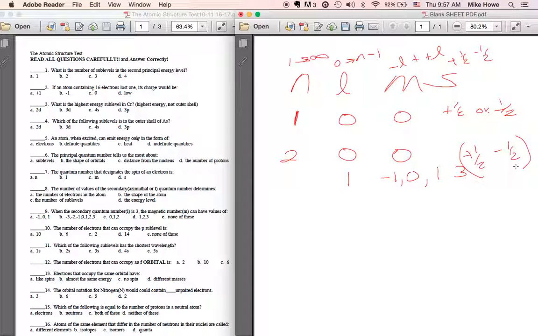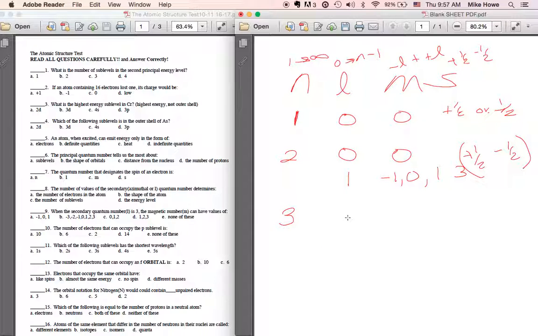Now I'm going to quit putting the spins in because it's hard to write them, but know that there will be 2 electrons per orbital. One spins clockwise, one spins counterclockwise, and they go into the orbitals singly before they begin to pair up. So they have to make sure that every orbital has one electron before they begin to pair.